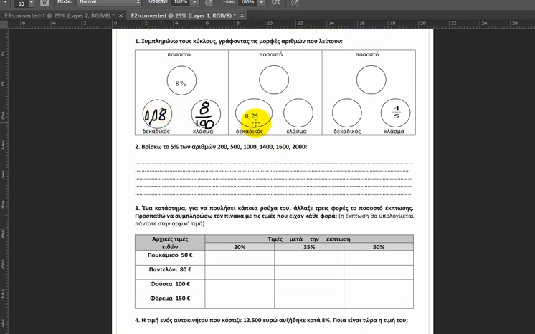Next up, we have 0.25. If I wanted to write this as a fraction, this would be 25 over 100. In percentage form, that would be 25%.